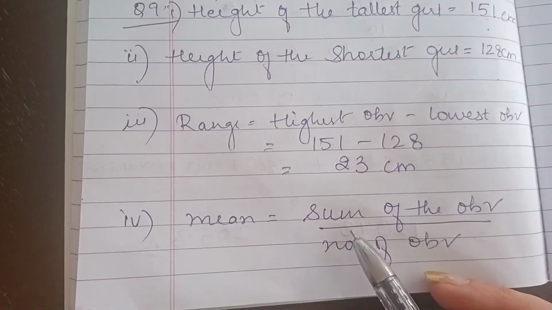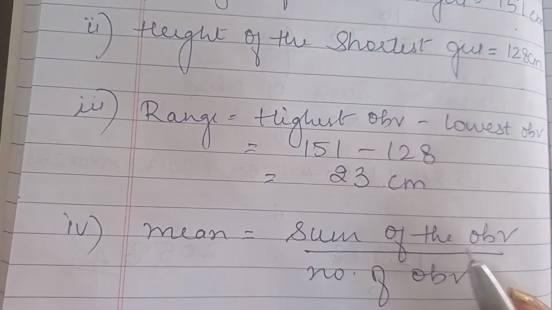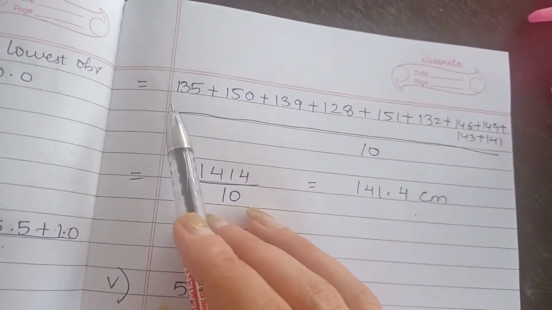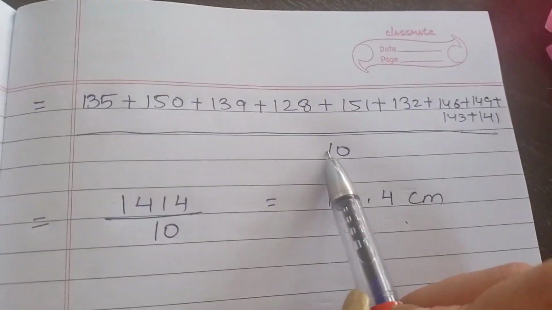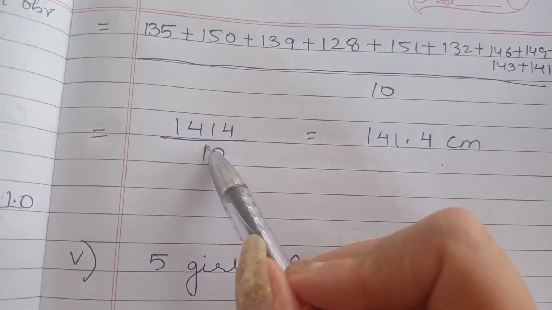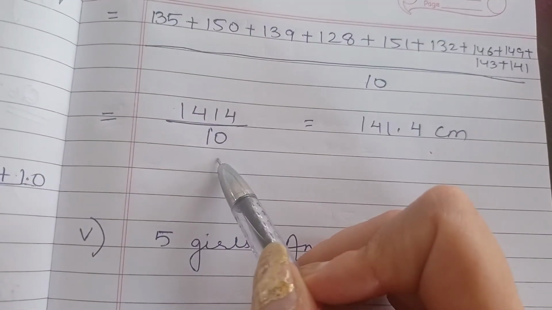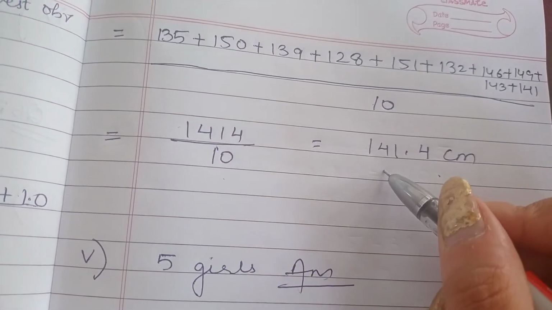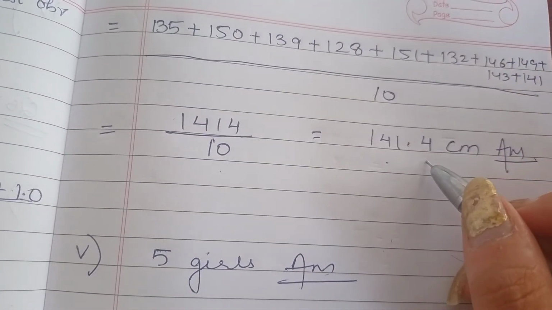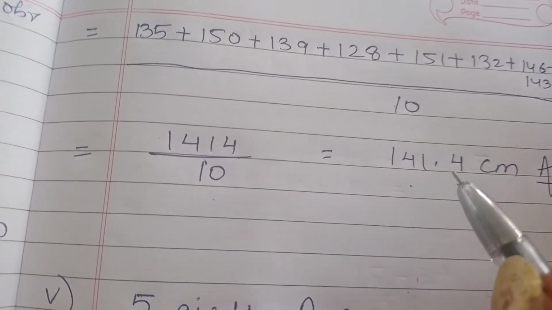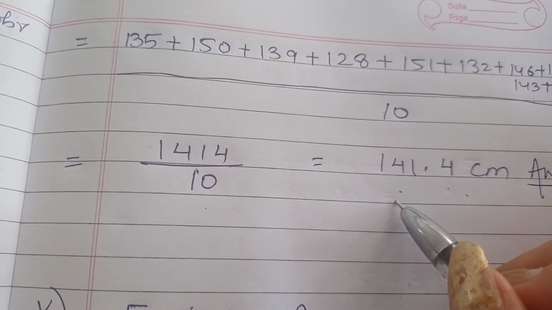Then fourth part, they are saying what is the mean height. Again, for finding the mean, formula is sum of the observations upon number of observations. Add all the heights in centimeters given together, divide by number of girls, which is 10. When you add, you will get 1414 upon 10. Just bring in the decimal sign. This is your mean answer 141.4. On an average, the height of the girls is around 140.